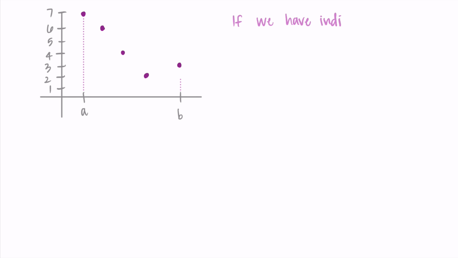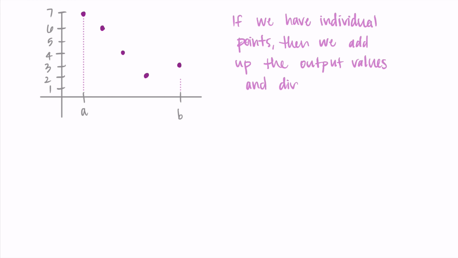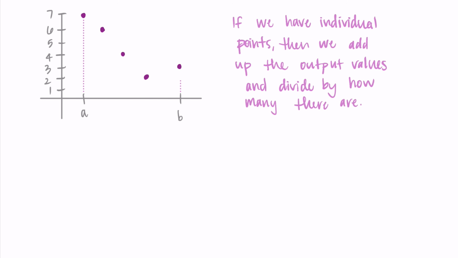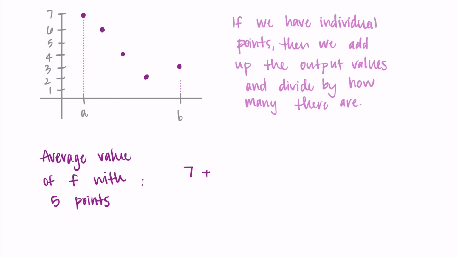If we have individual points and we're trying to find an average value, what we're going to do is add up all of the outputs and then divide by how many there are. So if you're trying to find the average of 2 things, you would add them up and divide by 2. Here we're trying to find the average of 5 things, so we're going to add up their outputs and then divide by 5. So I have 7 plus 6 plus 4 plus 2 plus 3. Those are all of my outputs, and I'm going to divide that by 5. So I'm getting 22 over 5, which is 4.4.